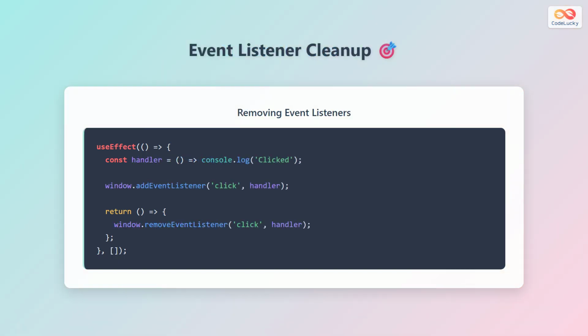Here's an example of how to clean up an event listener. Inside the useEffect hook, an event listener is added to the window to listen for click events. When a click occurs, the handler function logs "clicked" to the console. The cleanup function returned by useEffect removes the event listener from the window when the component unmounts. This prevents potential memory leaks and ensures that the event listener is properly removed.